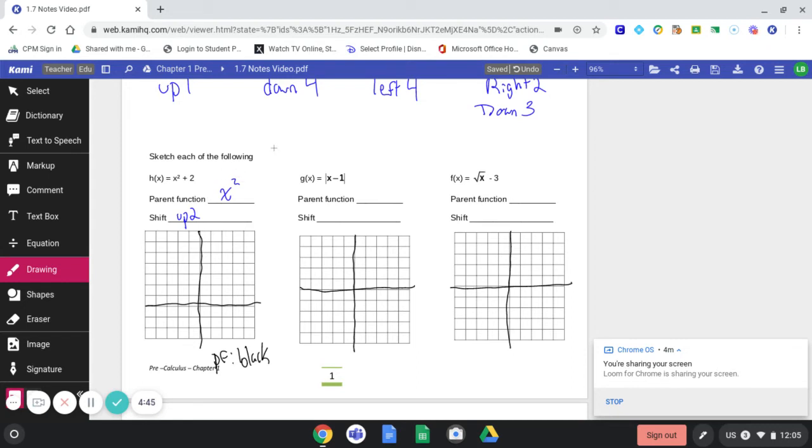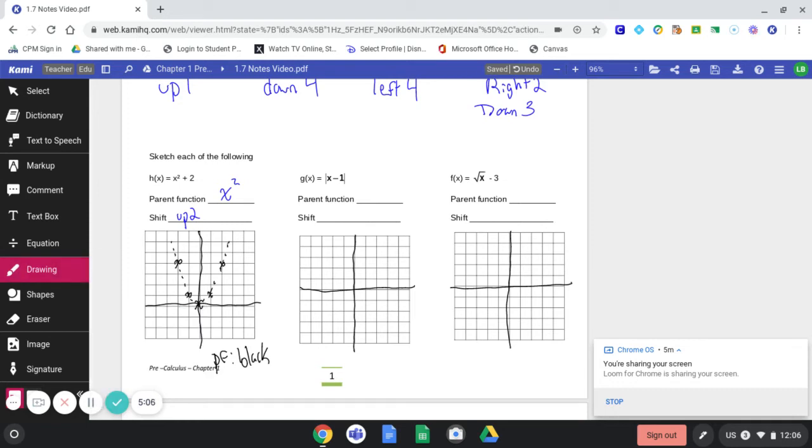So what does x squared look like? Well, we know when you plug in 0, 0 squared is 0, so we have the point 0, 0. When you plug in 1, 1 squared is 1. And when you plug in 2, 2 squared is 4, so we have the points 1, 1 and 2, 4. And we also know that it is reflected. So this is our parent function here.